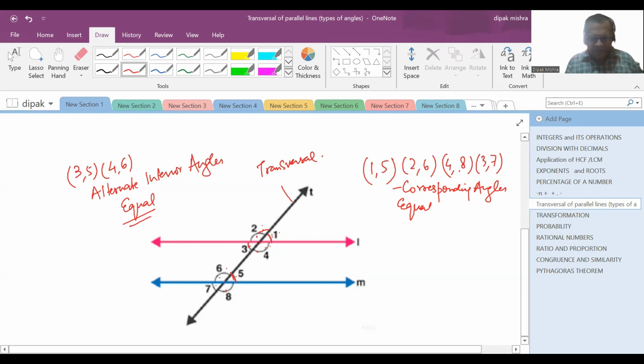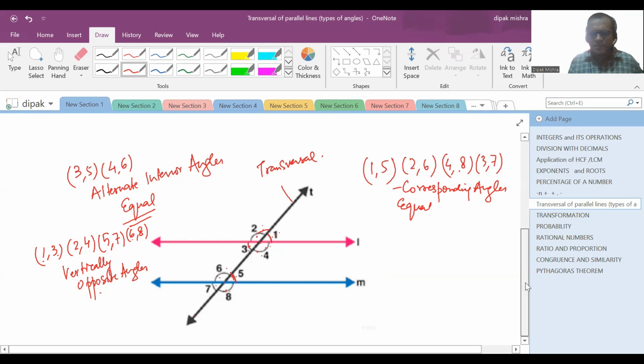Next is 1, 3, 2, 4, 5, 7, and 6, 8. These are known as vertically opposite angles. Vertically opposite angles are also always equal, which means we can say 1 is equal to 3, angle 2 is equal to 4, 5 is equal to 7, and 6 is equal to 8. So vertically opposite angles are always equal.